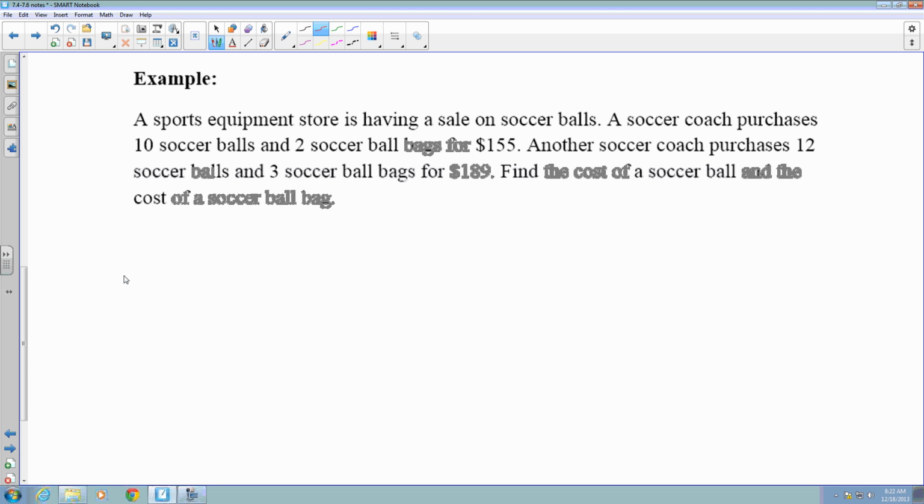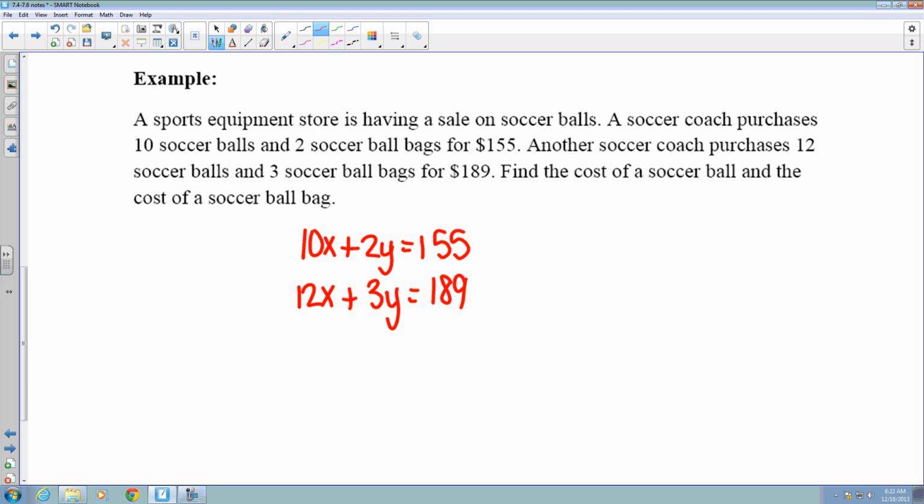Sports equipment store is having a sale on soccer balls. One coach purchases 10 soccer balls and 2 soccer ball bags for $155. So before we continue, that's our first equation. And then another soccer coach purchases 12 soccer balls, so that's 12x, and 3 soccer ball bags, that's 3y, equal to 189. Find the cost of a soccer ball and the cost of a soccer ball bag.